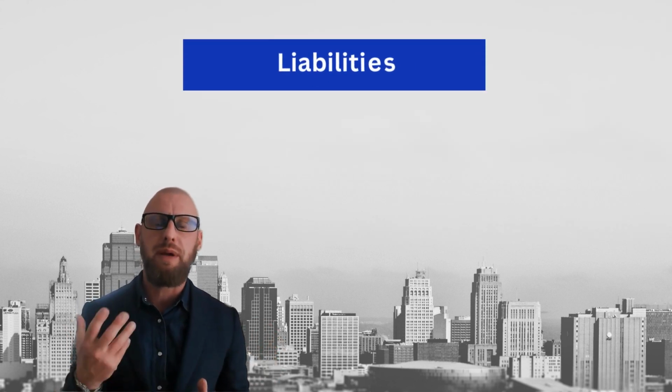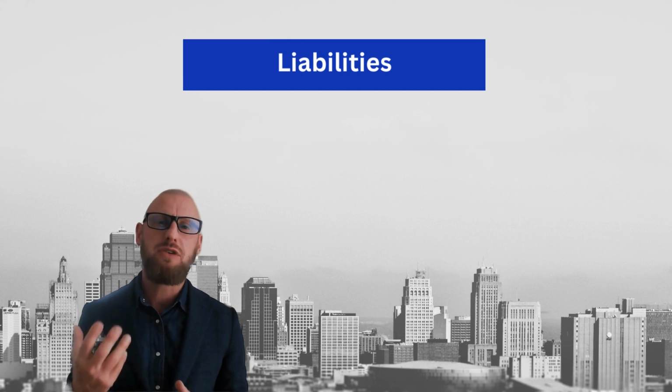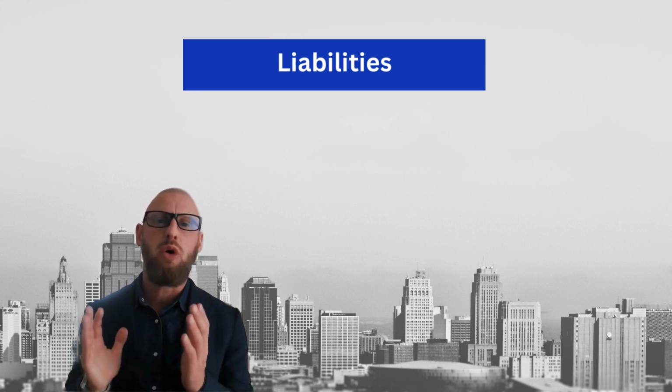Moving on to liabilities. In simple terms, liabilities are what a company owes to others. This can generally include loans from the bank, money owed to suppliers, or wages due to employees. Essentially, these are the financial obligations a company needs to meet.